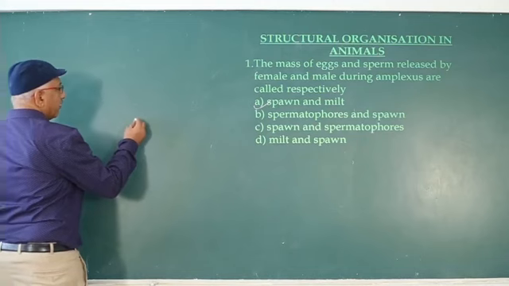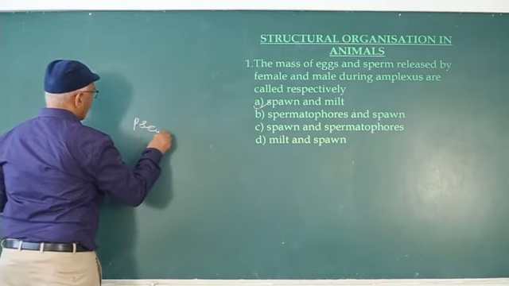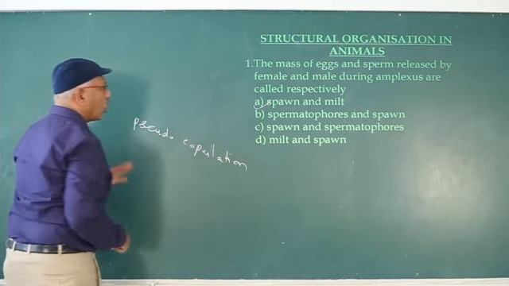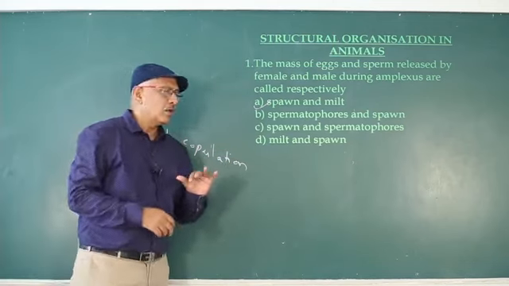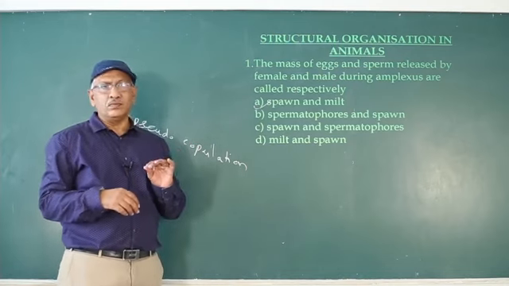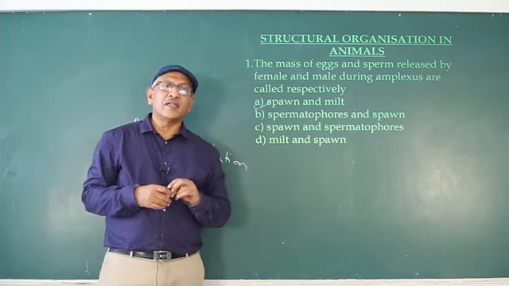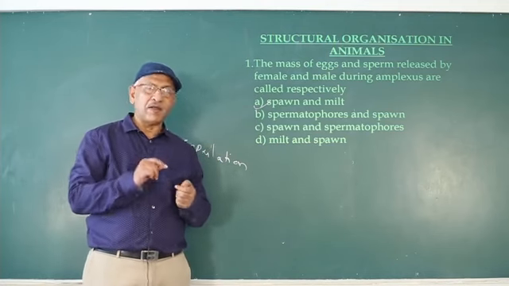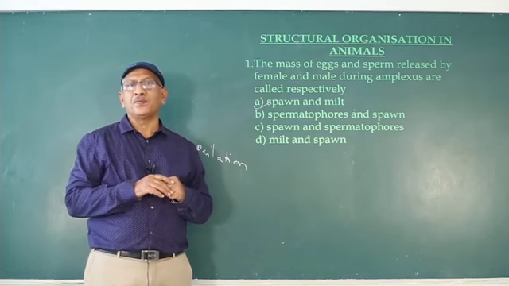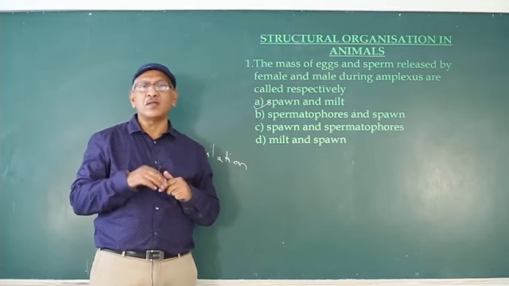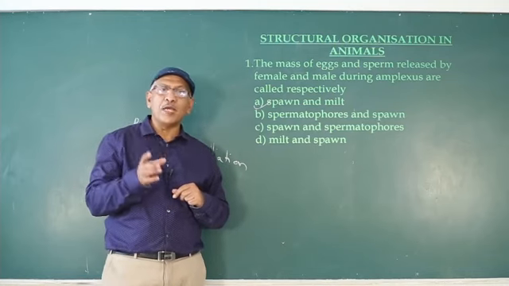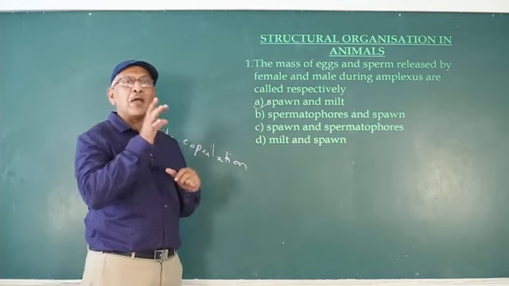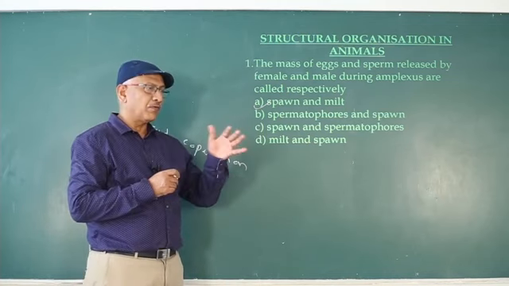Pseudocopulation occurs in frogs. No copulatory organ. With the help of a croaking sound, you already know. Secondary sexual characters in frog, vocal sacs and nuptial pad, are seen only in male frog. Vocal sacs amplify the croaking sound. Both male and female frog produce croaking sound. The vocal sacs amplify, increase the croaking sound, so the female is attracted.